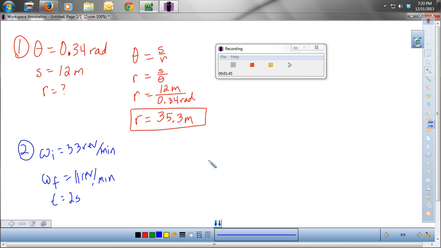So you can already see we have some issues. We have minutes here and we have seconds there. So I'm going to go ahead and change that to 33 revs every 60 seconds. And that's going to give me 11 revs every 60 seconds. So when I divided 33 by 60, I got 3.0, and I went ahead and converted it to rads, but I don't think it tells you. No, it doesn't insist that you change it to rads. So I can leave my 33 revs.